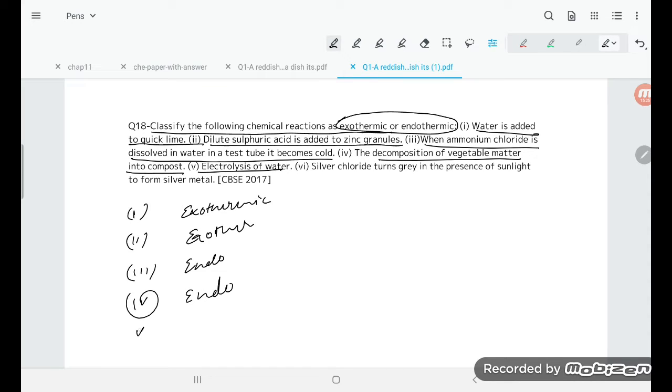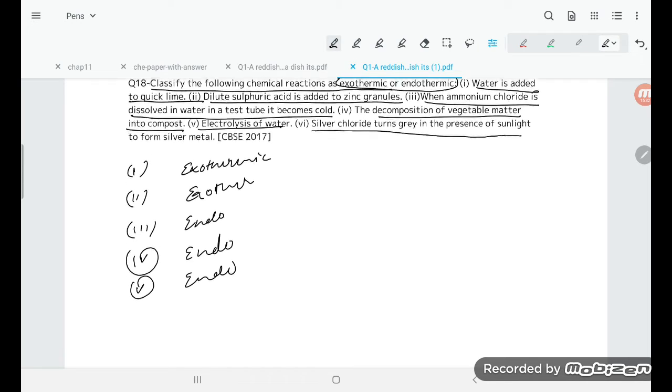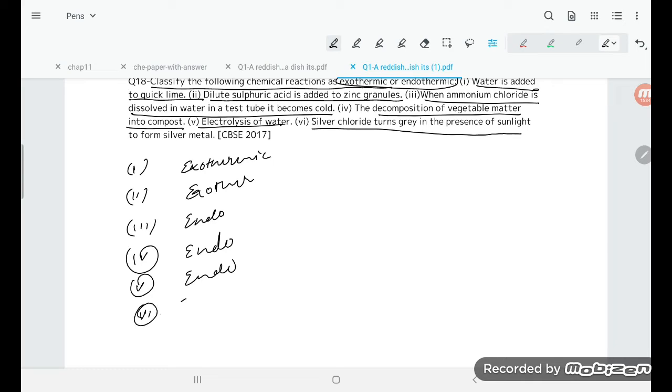Electrolysis of water, electricity is required, that is endothermic. And the last one, silver chloride in sunlight, sunlight required, that is exothermic. No, endothermic, sorry, because sunlight is a type of heat only. So the answer will be endothermic. So these are all the question number 18, over.